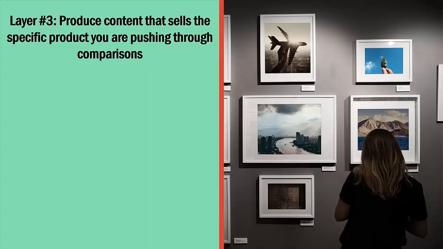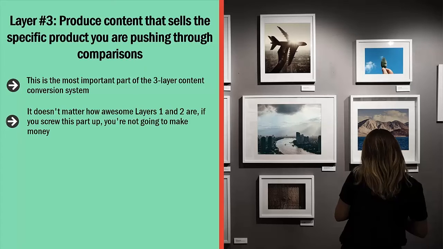Layer number 3. Produce content that sells the specific product you are pushing through comparisons. This is the most important part of the 3-layer content conversion system. Drop the ball here and you're not going to make a sale. Seriously. It doesn't matter how awesome layers 1 and 2 are. If you screw this part up, you're not going to make money. Why? This is where the rubber meets the road. Seriously, this is where you drop your ClickBank product affiliate link. At this stage, you are directly selling a ClickBank product.